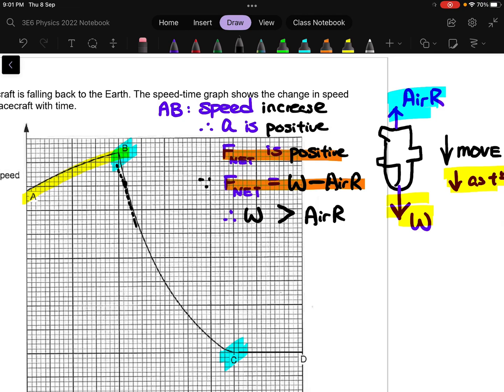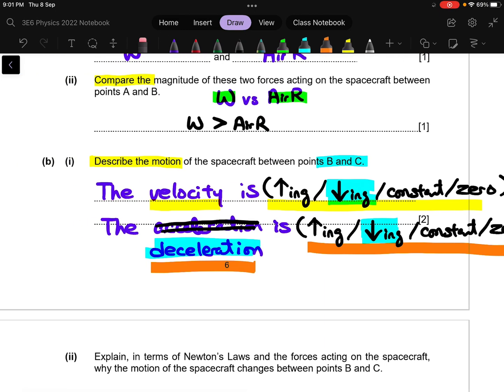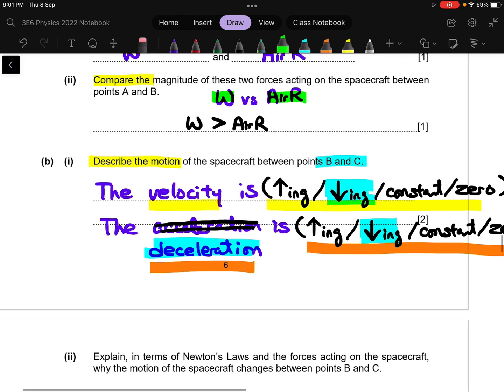I need to look at the gradient, and you can see that at this point, my gradient of the tangent is pretty steep, and then when it approaches C, the gradient is actually becoming more and more gentle. So if your gradient is becoming more and more gentle, it means that your gradient is going to decrease. So here you would have to tell me that the deceleration is decreasing. Okay, so that's how you go through the process.